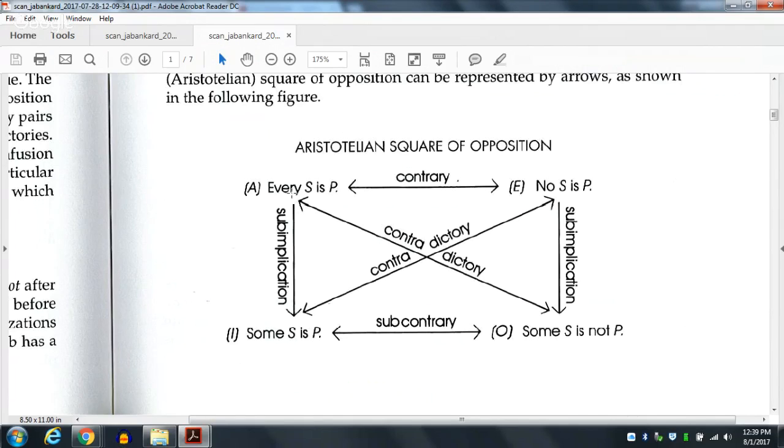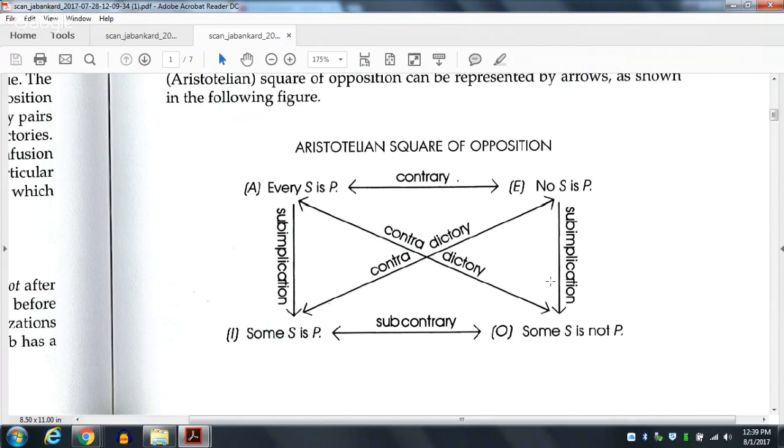It doesn't go the other direction. Remember, look at the arrow. It only goes one way, from A to I. It doesn't go from I to A, because saying some firefighters are brave does not imply that all firefighters are brave. Okay? So all firefighters are brave implies some are, but some does not imply that all are.